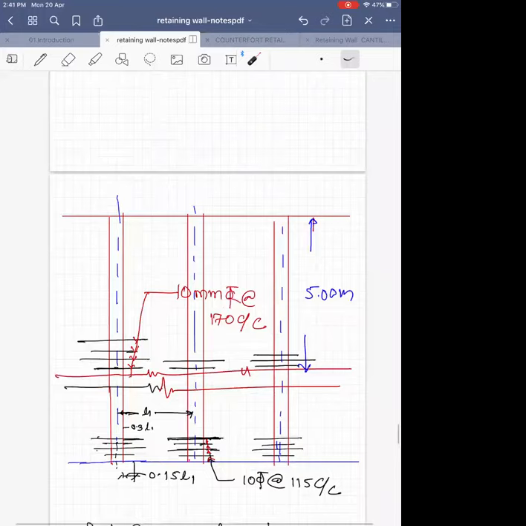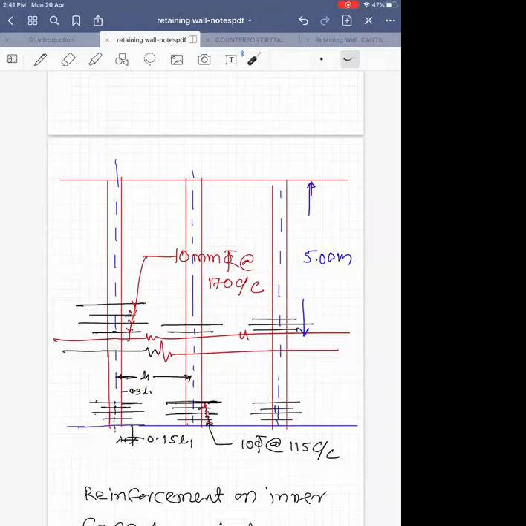Now we have just seen the reinforcement detailing on outer face. Now let's see the reinforcement detailing on inner face.